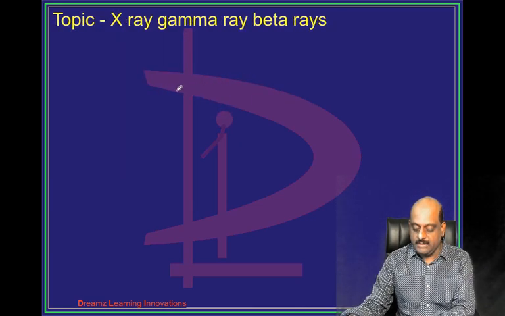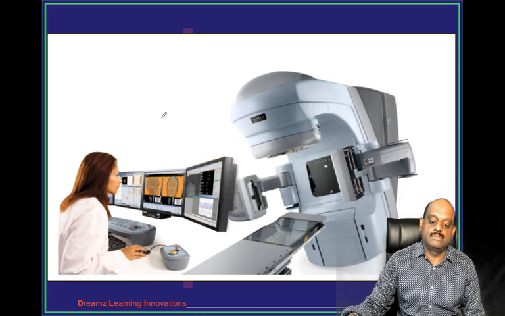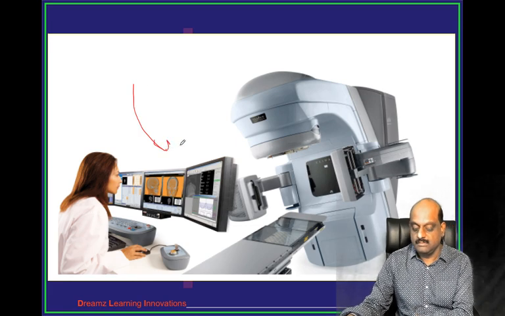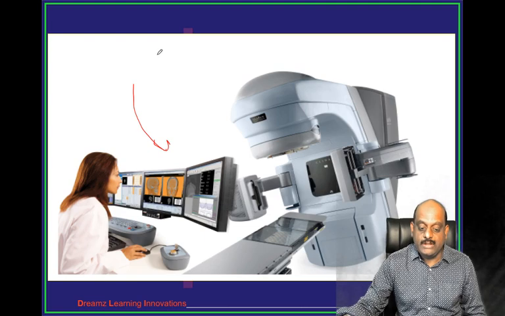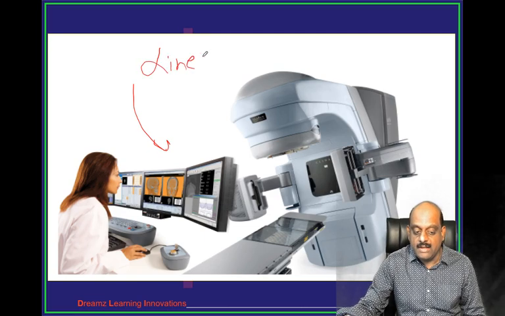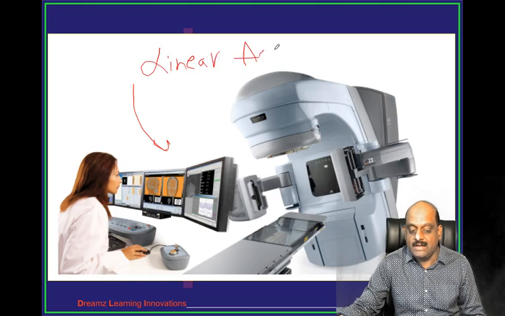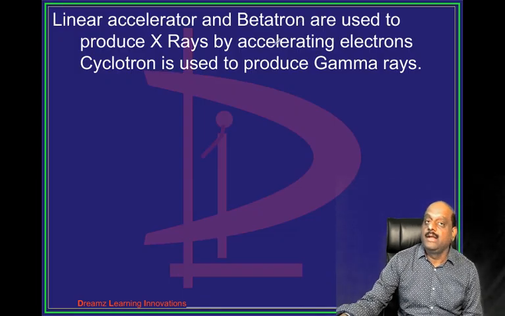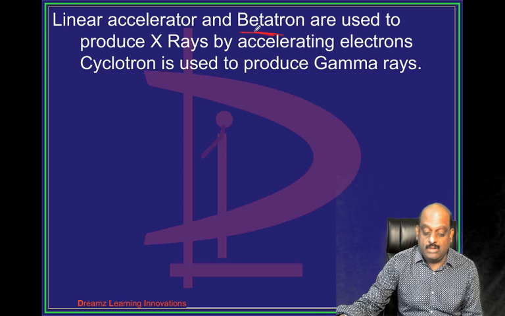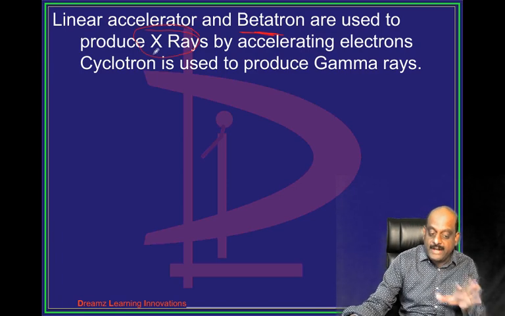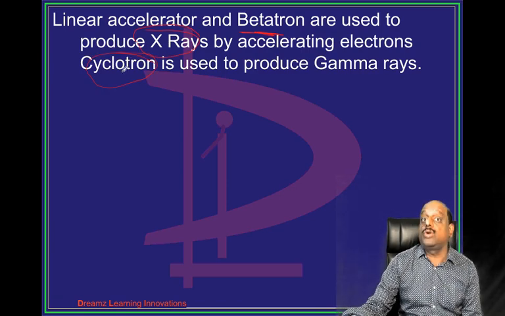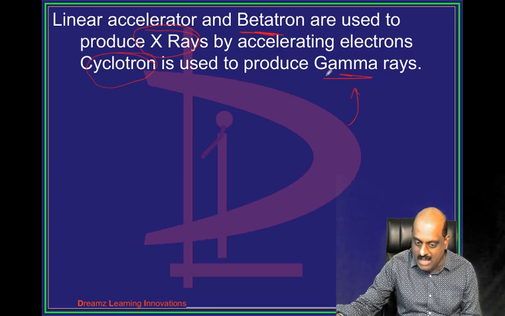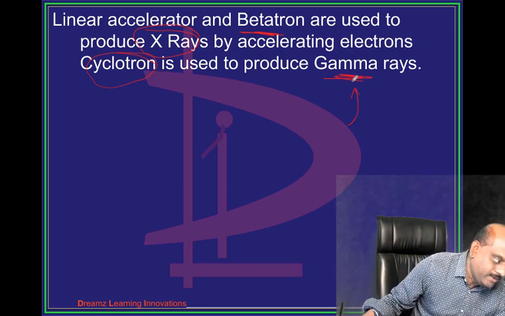Now, doctor, what is this machine? This is called a linear accelerator. What is the importance of linear accelerator? This is also called a betatron. It produces X-rays by accelerating electrons. Cyclotron produces gamma rays. That's what you need to remember.